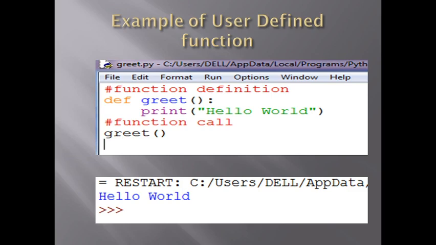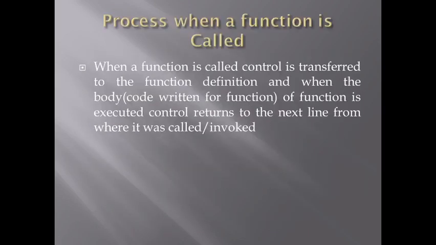After this, the control will be transferred to the next line, this place from where it was called. So this is the mechanism of a function call.